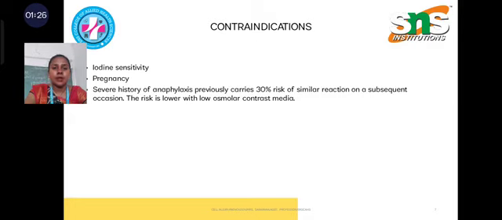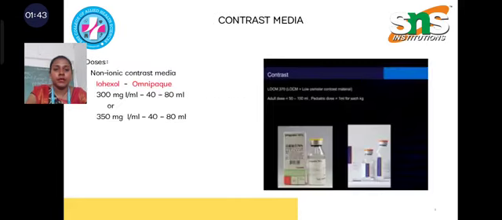What are the contraindications? The contraindications are iodine sensitivity, pregnancy, and severe history of anaphylaxis. A previous reaction carries a 30% risk of a similar reaction on a subsequent occasion. This risk is lower with low osmolar contrast media.